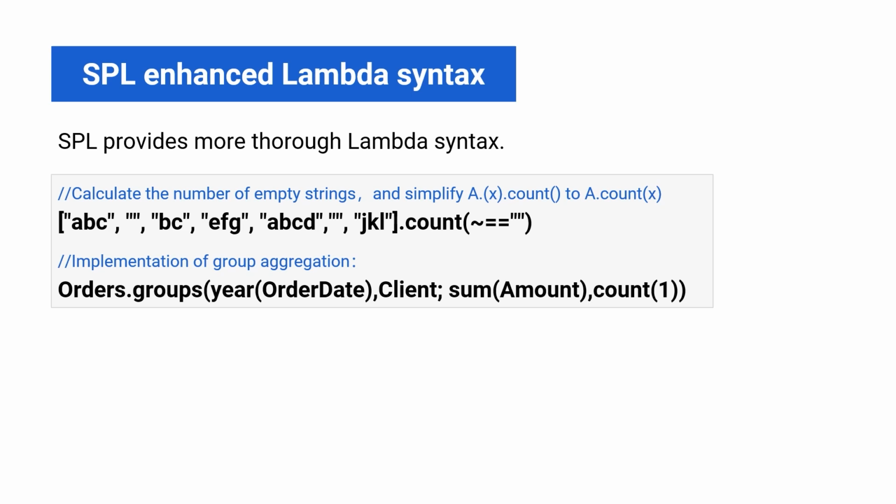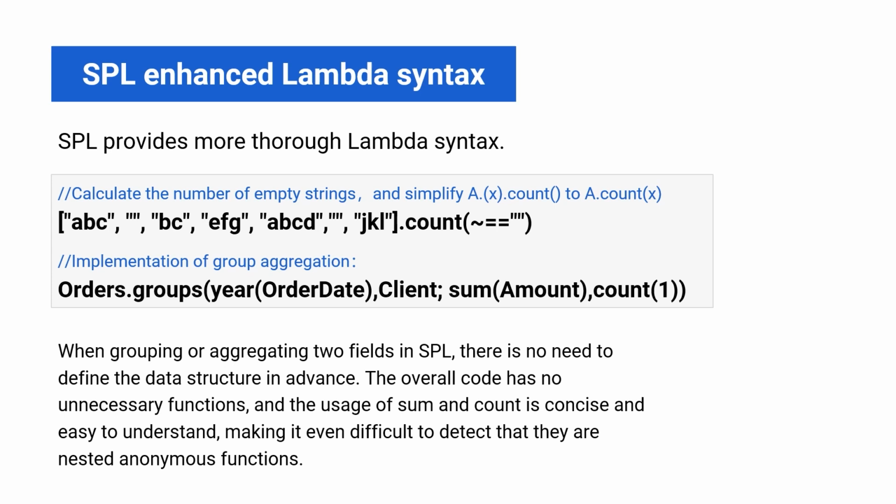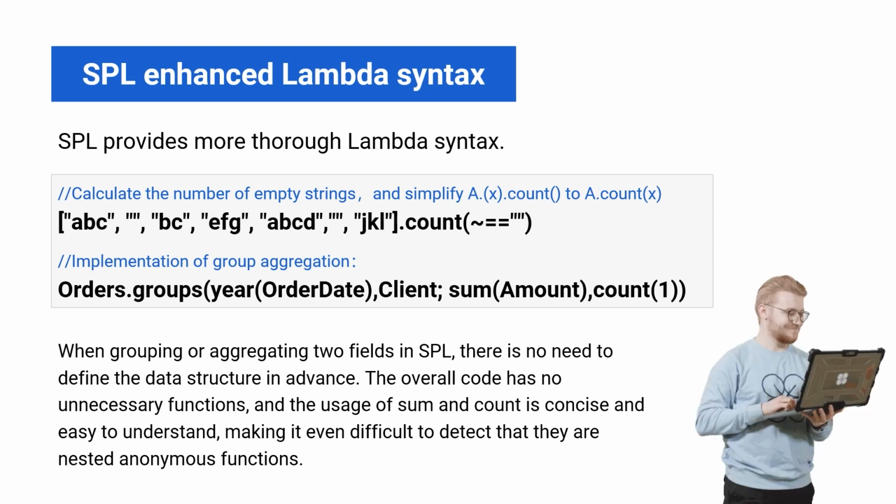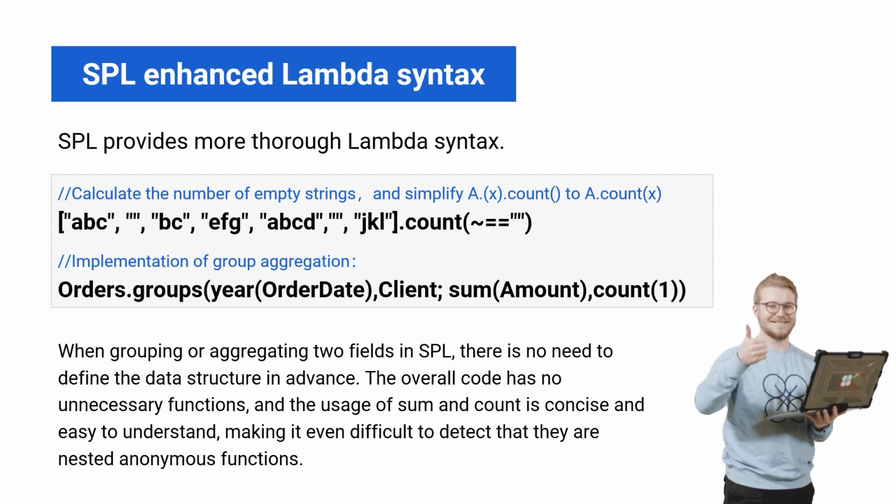Let's take a look at the implementation of grouping and aggregation. Do you see the difference? When grouping or aggregating two fields in SPL, there is no need to define the data structure in advance. The overall code has no unnecessary functions, and the usage of sum and count is concise and easy to understand, making it even difficult to notice that they are nested anonymous functions.